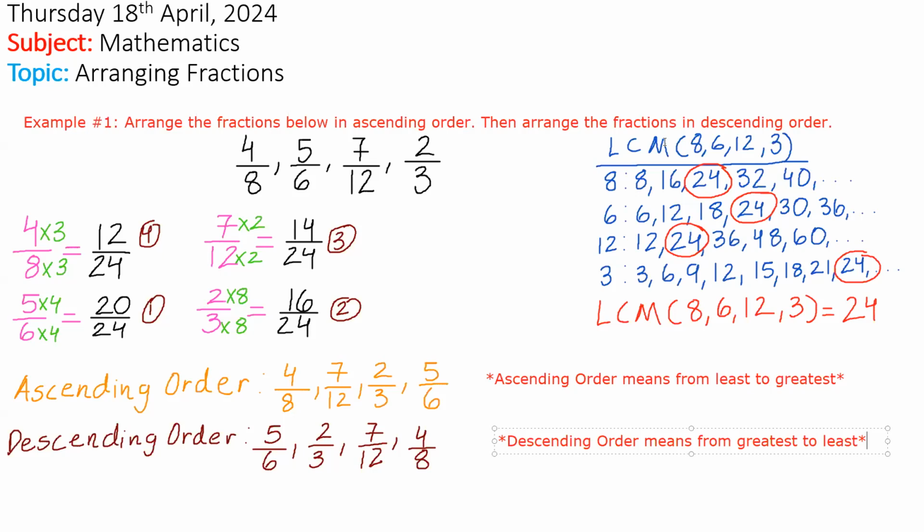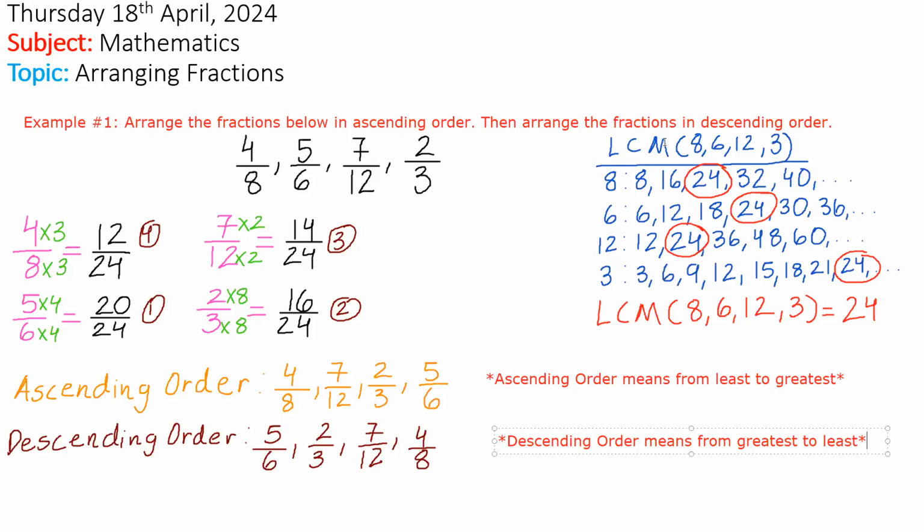And we have to do 5 times 4, which equals 20. Then we do 7/12. 7 times 2 is 14, and 12 times 2 is 24. Then we do 2/3, and 2 times 8 is 16, and 3 times 8 is 24.